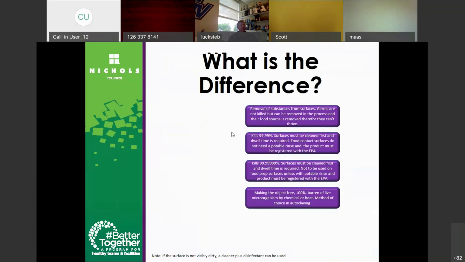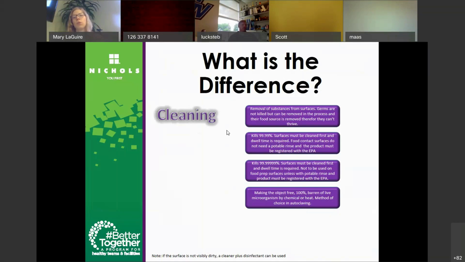So the difference is cleaning is simply the removal of substance from a surface. Germs are not killed, but can be removed in the process, and their food source is removed, and therefore they can't thrive. So cleaning is a very effective way to remove those germs or microorganisms off a surface because you're removing their food source. And it's actually an essential first step.